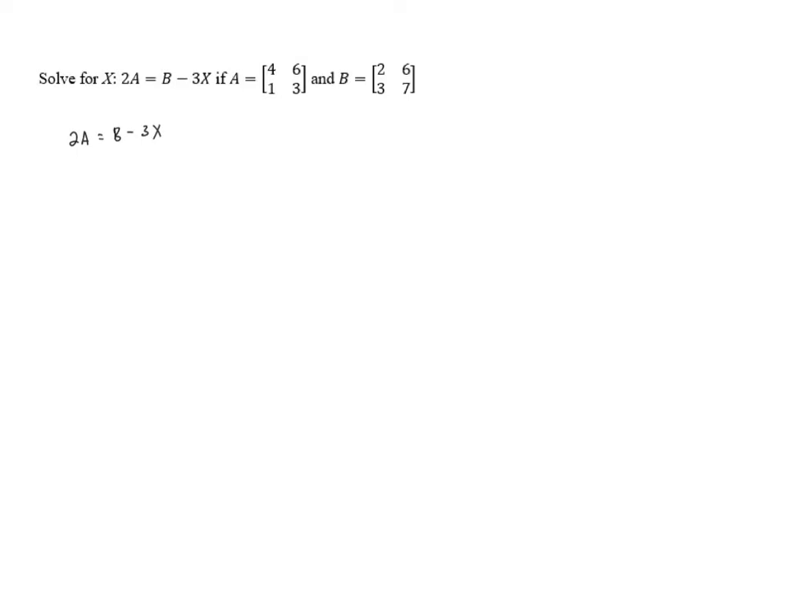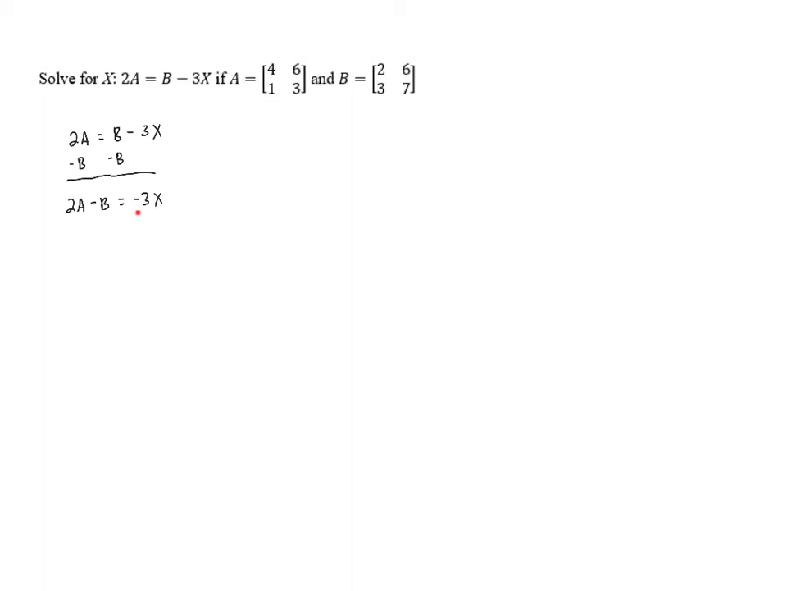And once we've done that, we can use the arithmetic properties of matrices to figure out what the entries of that matrix should be. So we want to get x alone, and we can get this negative 3x term alone by subtracting B from both sides. When we do that, that gives us 2A minus B equals negative 3x.